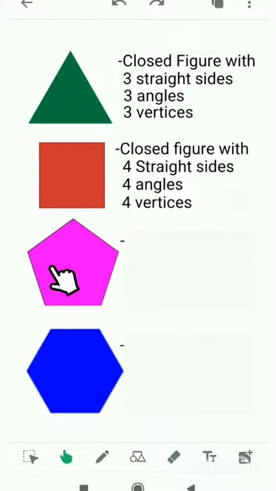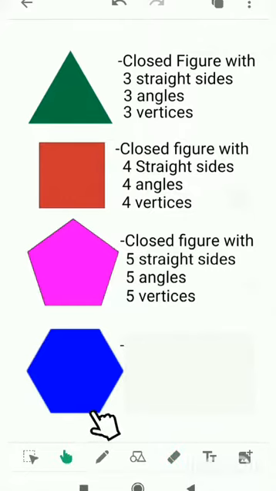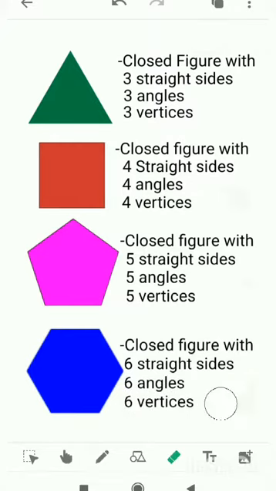The third figure is a pentagon. Closed figure with 5 straight sides, 5 angles and 5 vertices. And the last figure is a hexagon. Closed figure with 6 straight sides, 6 angles and 6 vertices. Now you all are familiar with these 4 figures.